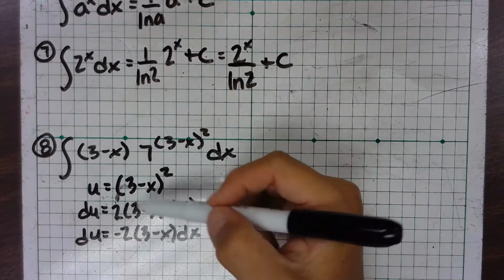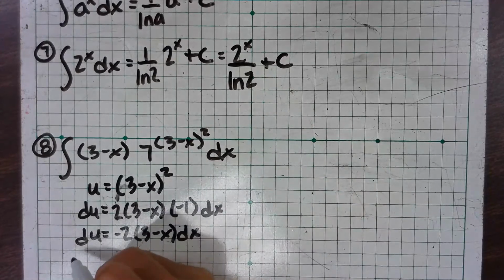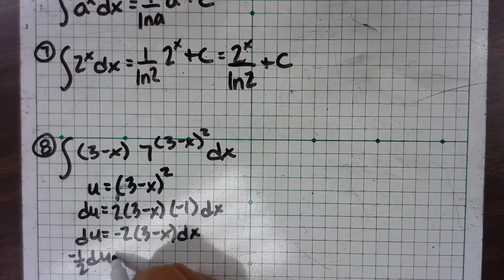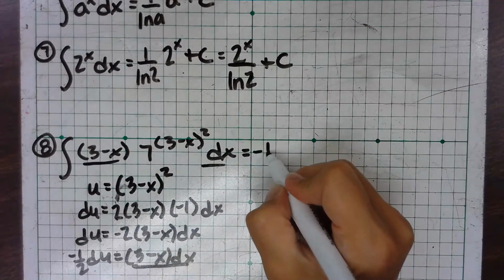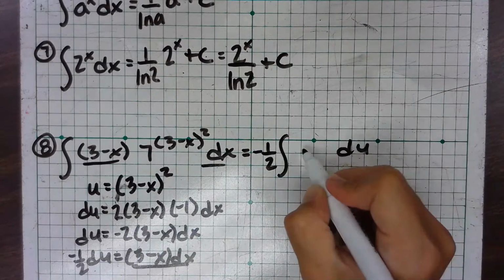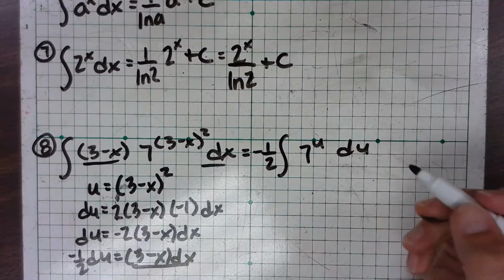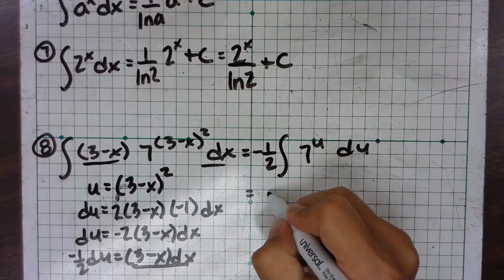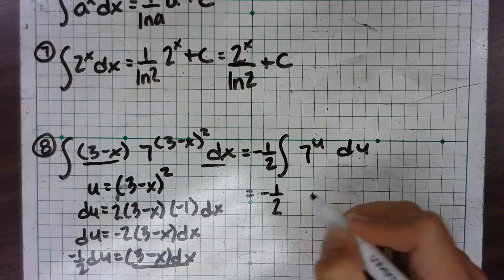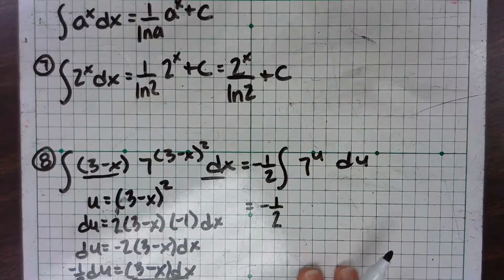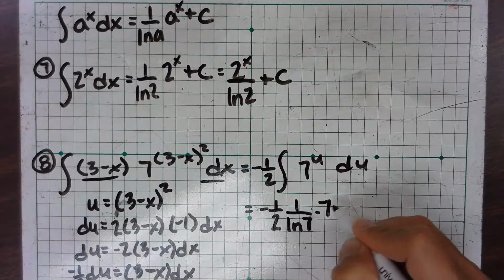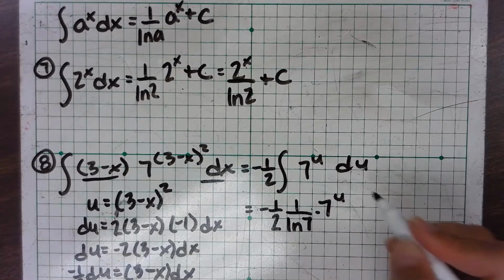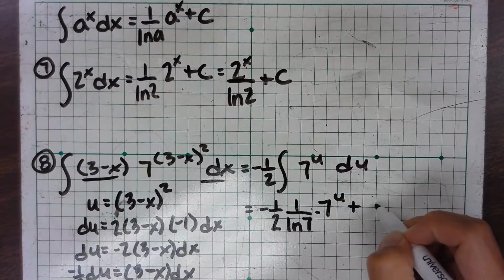And if you notice, I do have 3 minus x. I don't have the -2. So I'm going to have to do -1/2 du equals 3 minus x dx. So I do have this right here. All right, so I'm going to put the -1/2 on the outside. This is going to be 7 to the u. So when I go to integrate this, -1/2 times, if you need to, go back and look at this up here, 1 over ln of 7 times 7 to the u, because we're using u in this case, plus c.